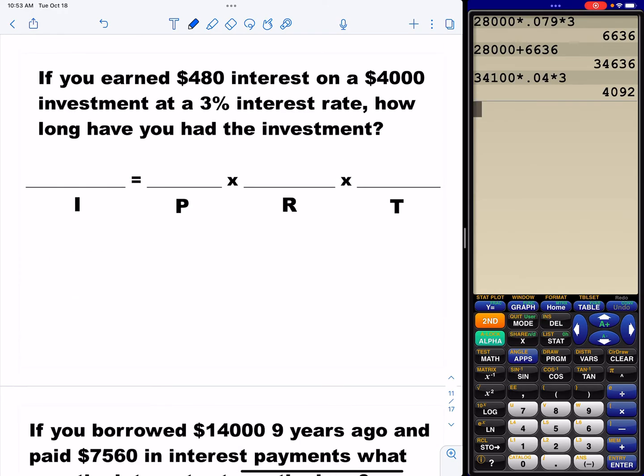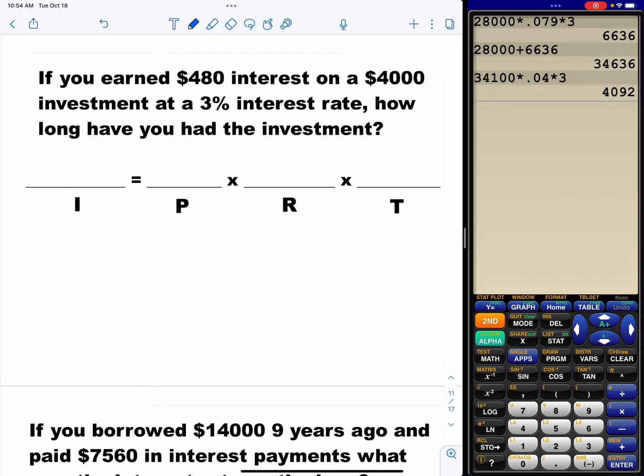Okay, so what if interest is not the thing that's missing? Well, in a simple interest format, you've got 4 variables, and you can plug in anything into those. You're going to know 3 of them, and you're going to be looking for the 4th one. And there's always a 5th thing that they can ask you questions about, and that's balance.